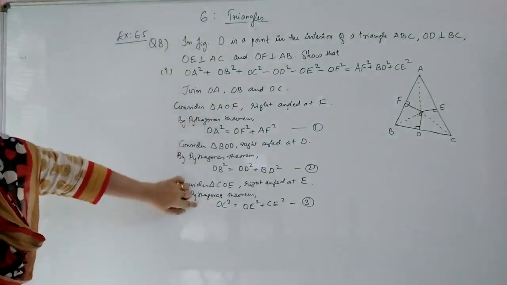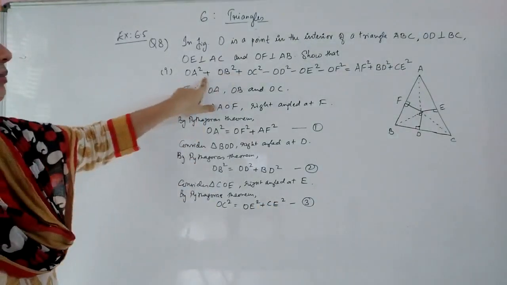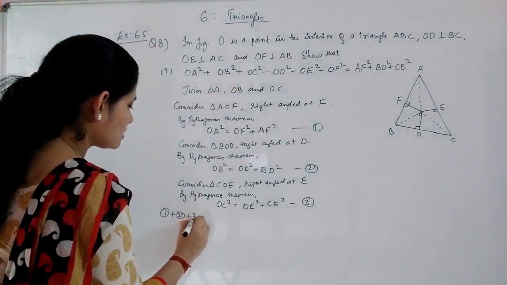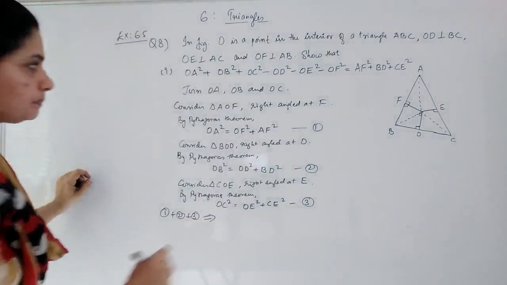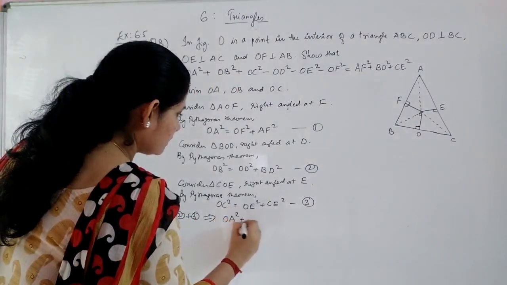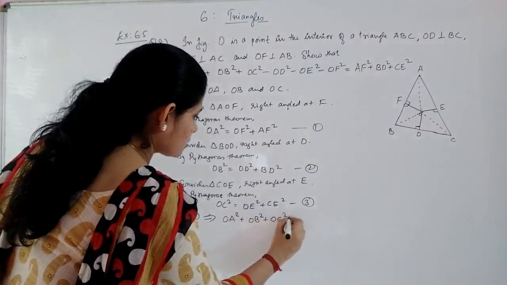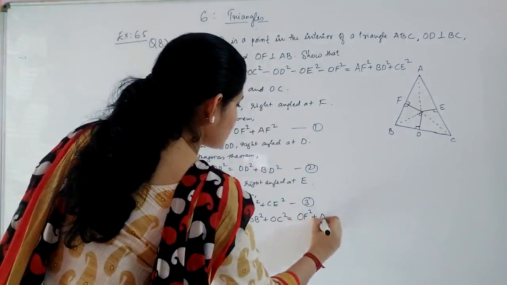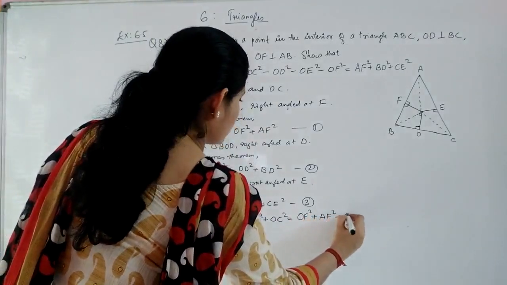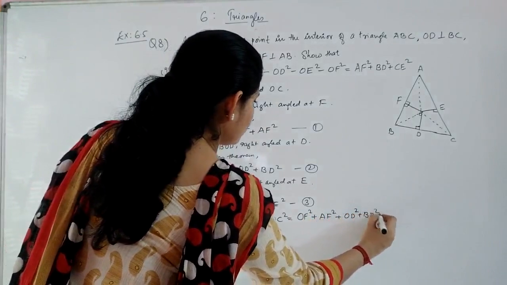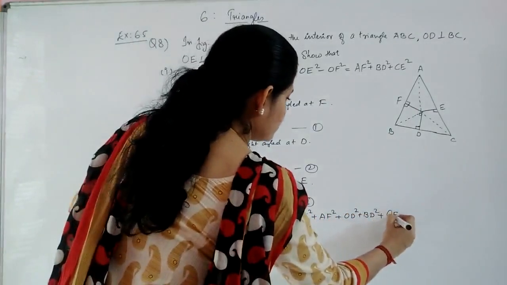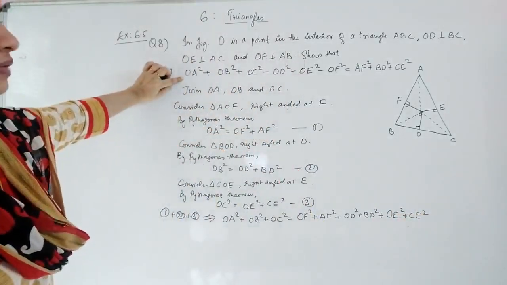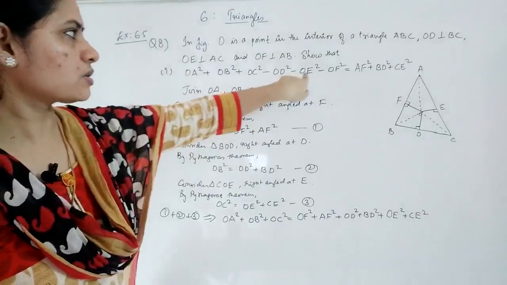Now we are just adding all the three. Why? Because in between you have the addition sign, so you are just adding 1, 2 and 3. You will get OA square plus OB square plus OC square is equal to, the right hand side will be added, so that you are getting OF square plus AF square plus OD square plus BD square plus OE square plus CE square.